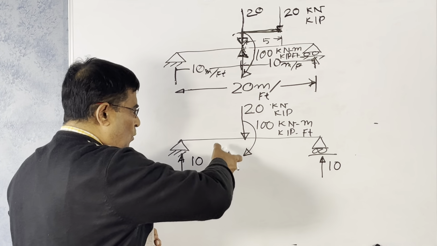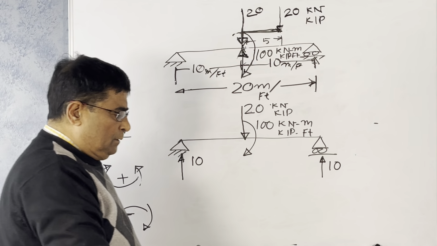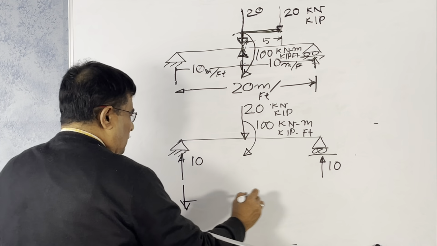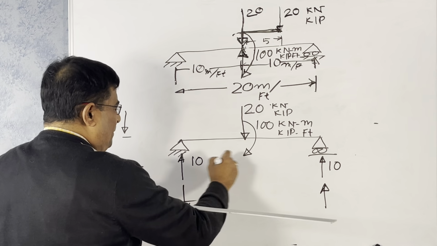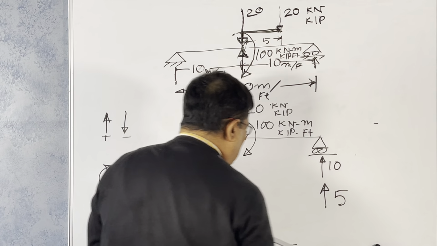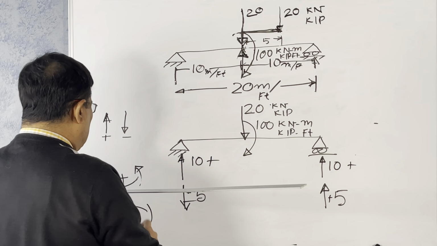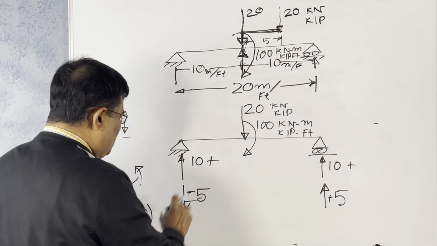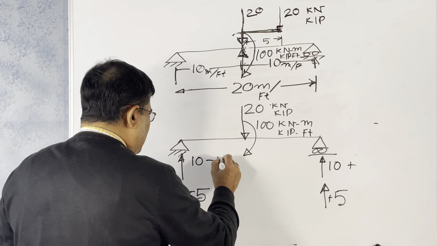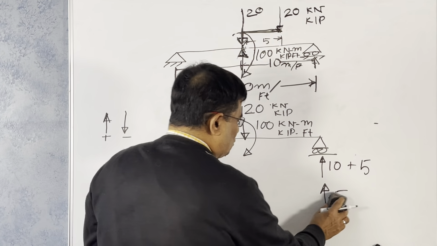What about the 100? Clockwise. For the 100 going this way, there will be a moment like that, like the earlier problem. So this is going down, this is going up. What is the value? 100 divided by, this length is 20, so 100 divided by 20 is 5. This is negative, this is positive, because we are considering upward positive. So the total value is 10 minus 5, which is 5. On this side, 10 plus 5, both in the same direction, so it is 15.